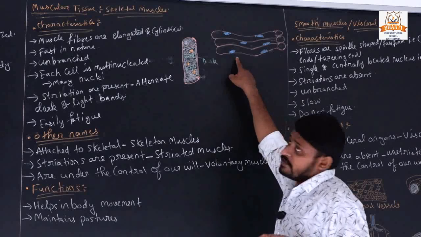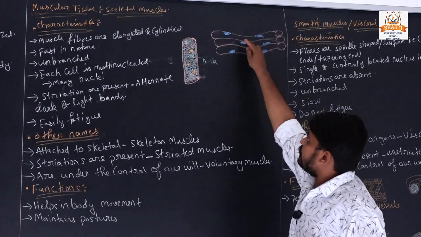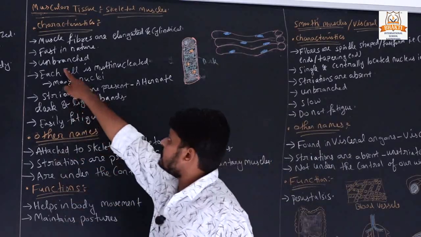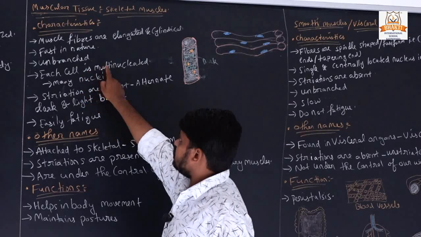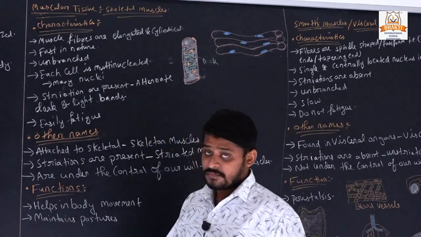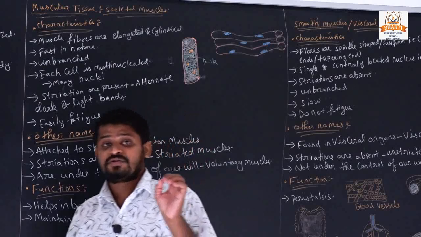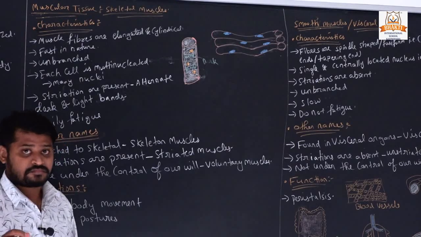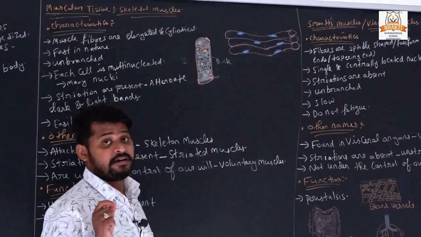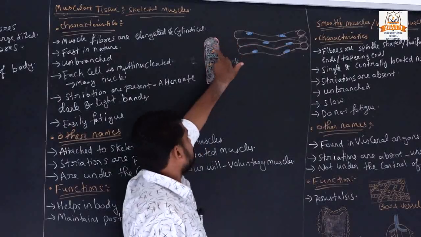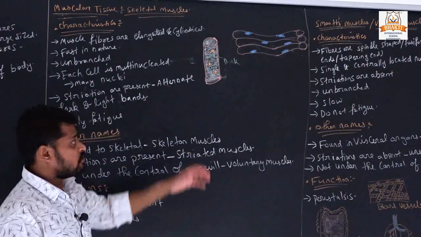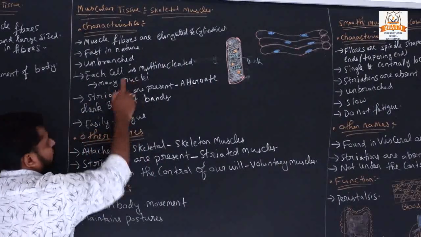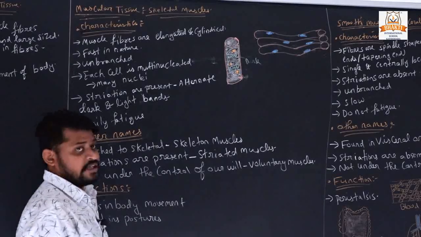Unbranched, you will see it doesn't have branches. The fibers are put one by one, side by side. So it doesn't have any branch. That's why it is unbranched. Its cell is multinucleated, means there are so many nuclei present in one single skeletal muscle cell. If you see, this is one, there are 1, 2, 3. There are so many nuclei present. That's why it is called multinucleated, many nuclei are present in each cell.